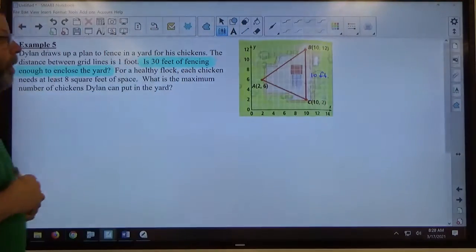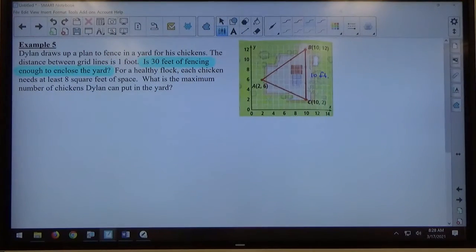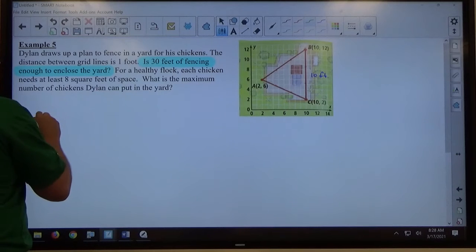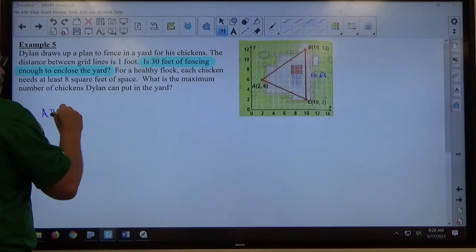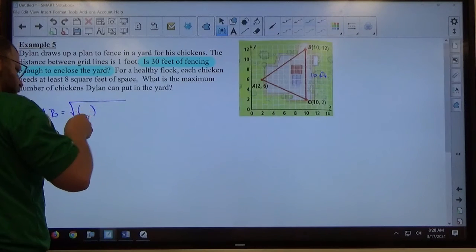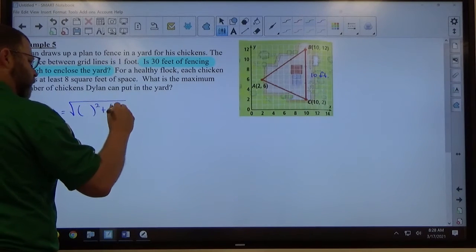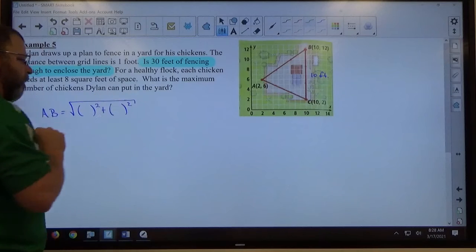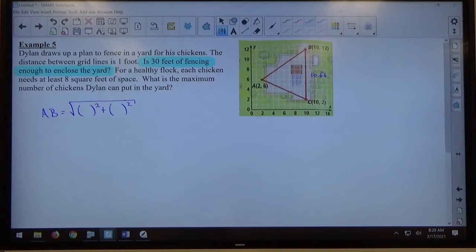Obviously, I don't know what AB or AC is. They're both slanted lines, and I'm going to have to use the Pythagorean, or sorry, not the Pythagorean theorem, but the distance formula. So if I'm looking at AB, and I want to know the length of AB, the distance formula is and always will be just this structure. And the only two things you need to know is how far are the x's and how far are the y's apart from one another.